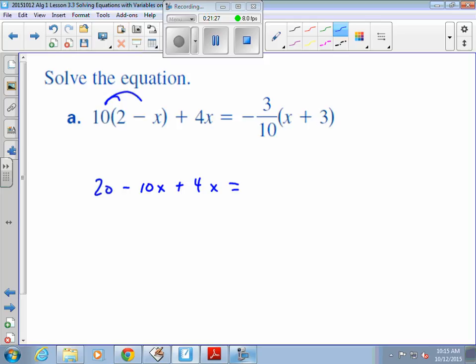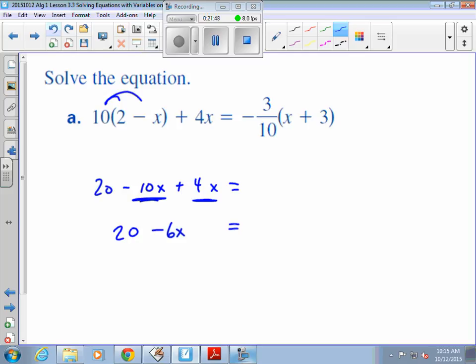20 minus 10x plus 4x. Our like terms are negative 10x and 4x. When we put those two together, they're opposite signs, so subtract them. 10 minus 4 is 6x, and since 10 was the higher absolute value, it's negative. Now it says 20 minus 6x.